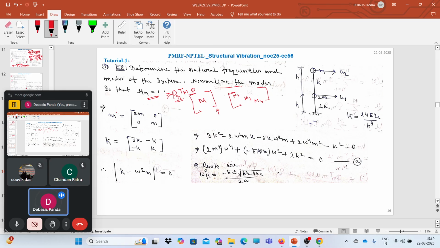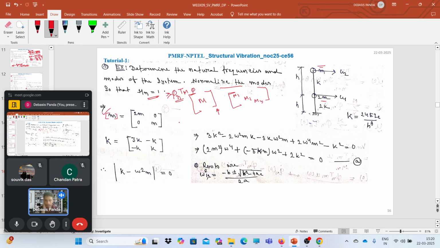So let's start this example, and see how we can solve it. First we need to construct the mass matrix. Here we have two degrees of freedom, first degree of freedom u1 and u2, right? Corresponding to the first degree of freedom we have mass 2m, and for the second degree of freedom we have mass m. So our mass matrix, always a diagonal matrix, is M equals 2m 0 0 m.